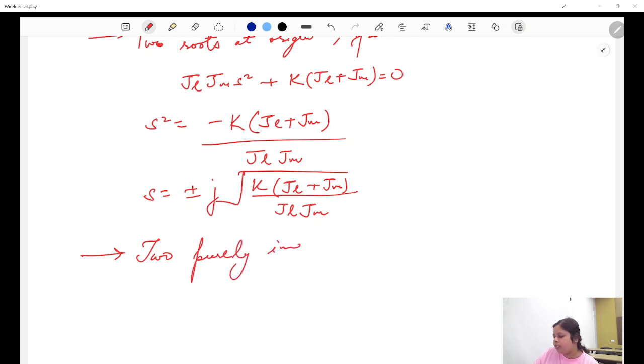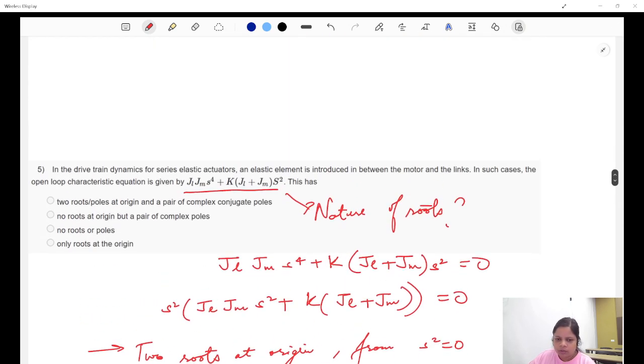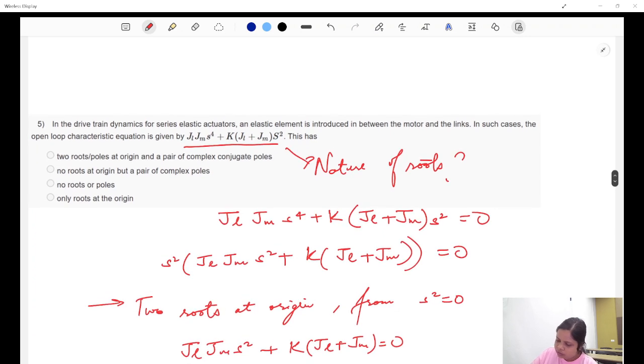purely imaginary complex conjugate poles. So there are two roots at the origin and a pair of complex conjugate poles on the imaginary axis. Okay. So this is your correct option.